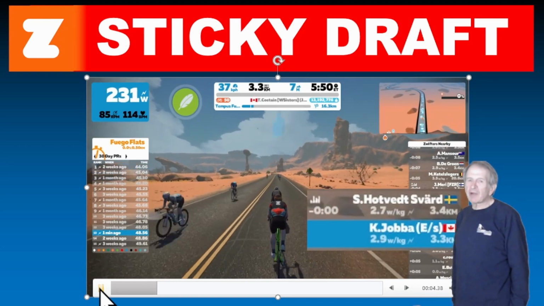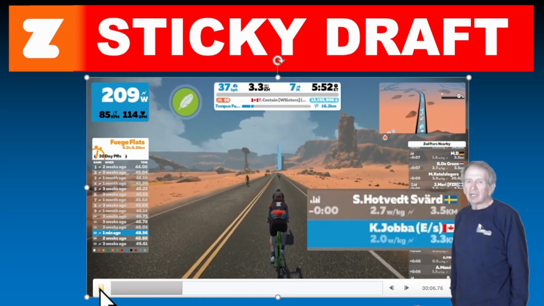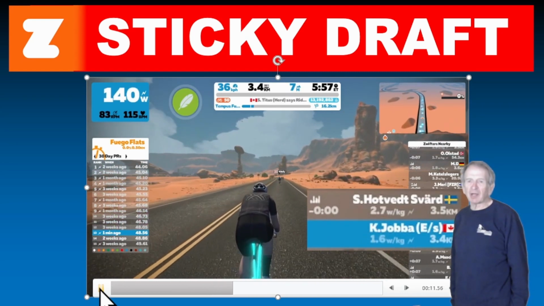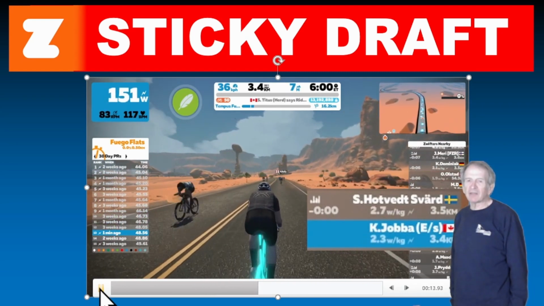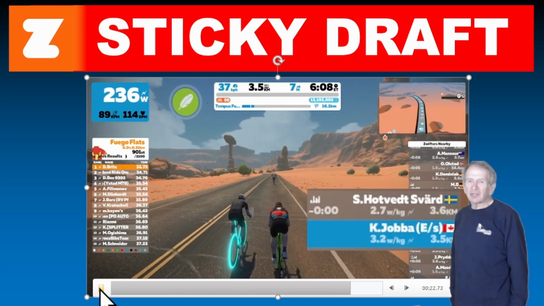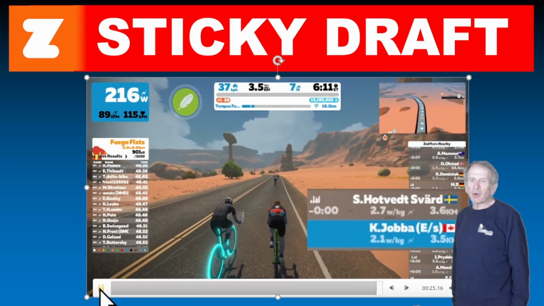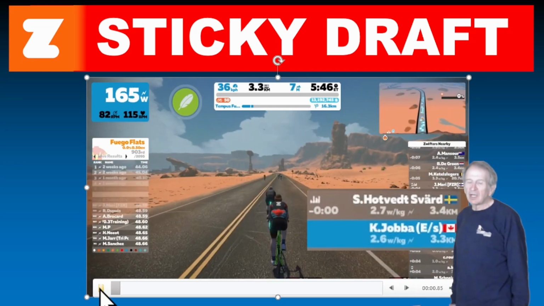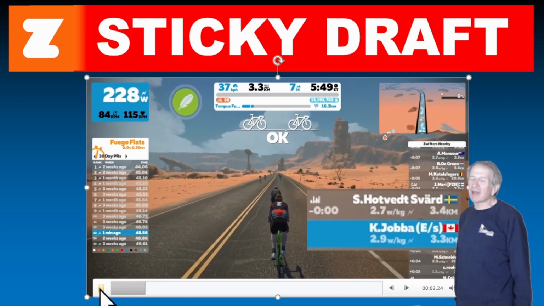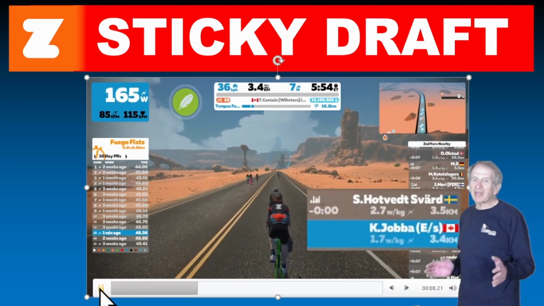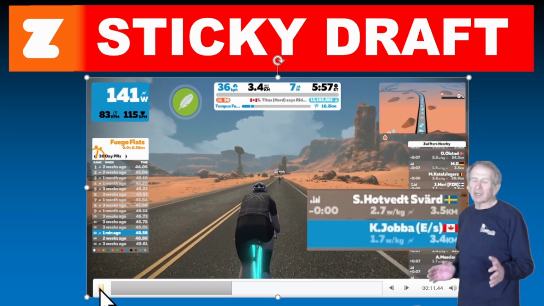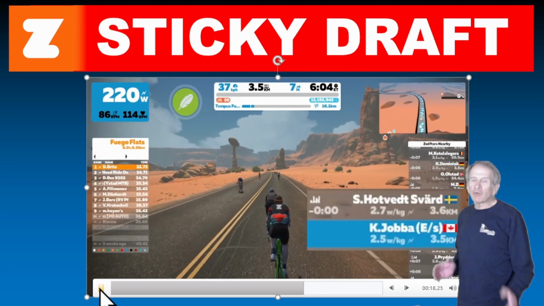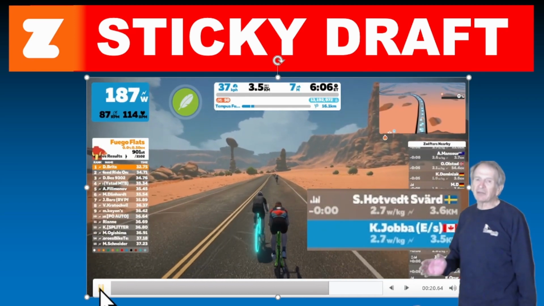So now you can see I'm drafting the rider in front. I'm riding at 1.7 and 1.8 watts per kilogram while he's riding at 2.7. And now to get past, I've increased my watts per kilogram to 3.2, 3.3 watts per kilogram to get past him. So there's an illustration of sticky draft. You have this wattage range where you can sit on a rider's wheel, but then to get past, you've got to have a surge in power to overcome that sticky draft to move ahead in front again.